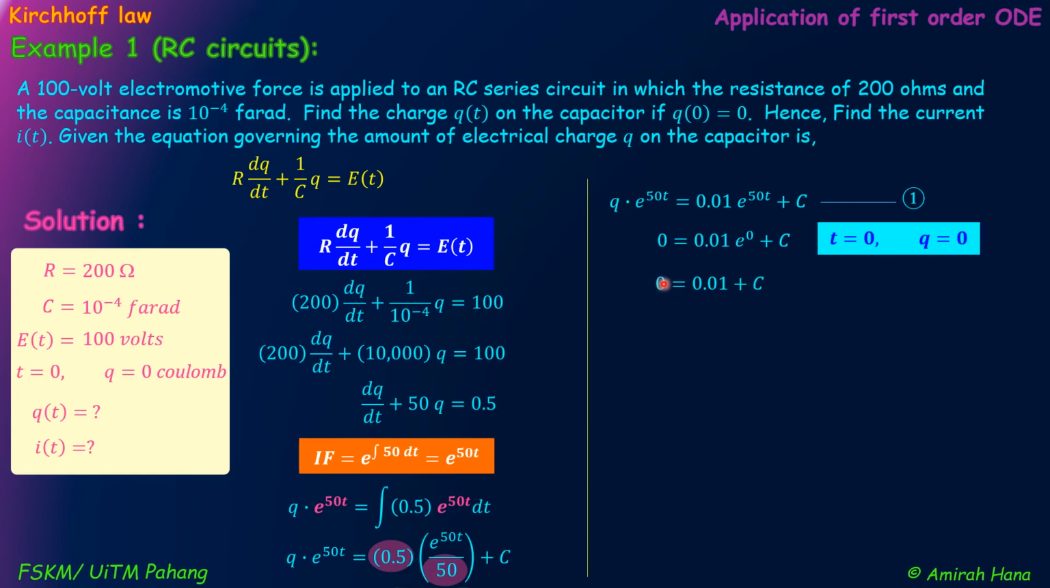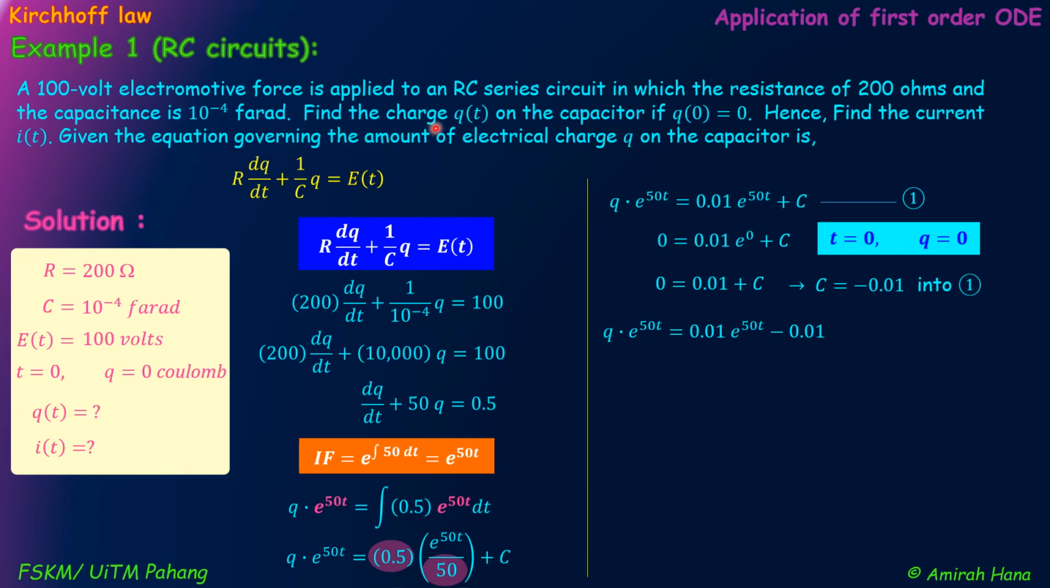Remember e to the power of 0 equals 1. So we got 0 equals 0.01 plus C. After that, we can solve for C, and we have C equals negative 0.01. Next, we substitute the value of C into equation 1. So we got q times e to the power of 50t equals 0.01 e to the power of 50t minus 0.01.